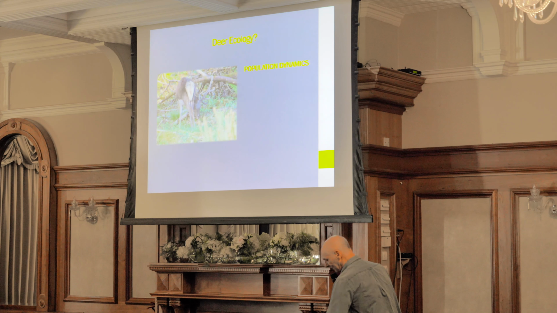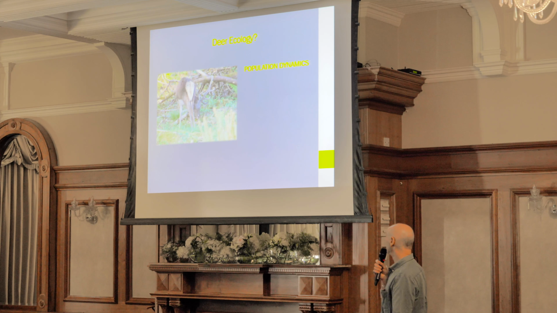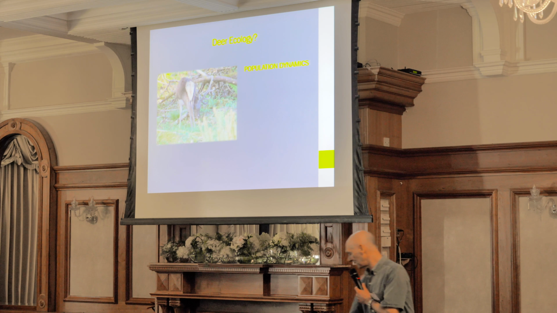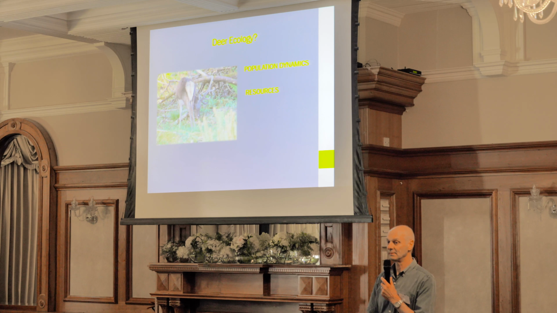So what is deer ecology? Basically, there are three things. One is population dynamics. The second is resources, and by resources I mean essentially habitats and the habitats that they occupy.